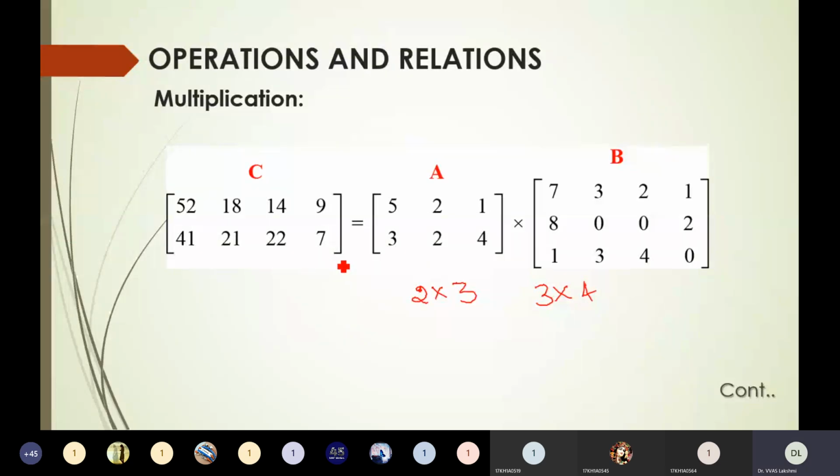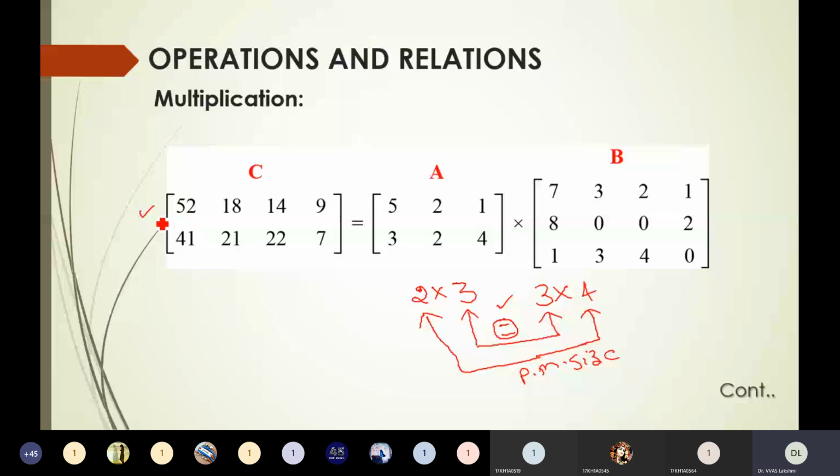So the first condition is the number of columns in the first matrix should be equal to the number of rows in the second matrix. Whenever this condition is satisfied, then we will move to the calculation part. So since this condition is satisfied, we will calculate the product. After calculating the product, the size of the matrix should be 2 by 4. This is the product matrix size. The resultant matrix will contain 2 rows and 4 columns.